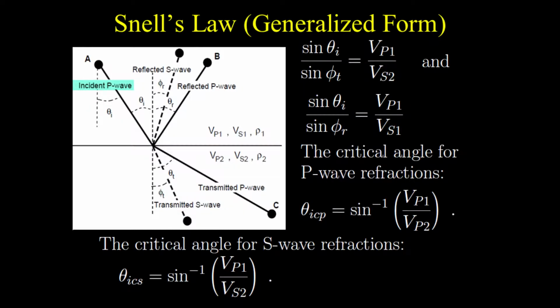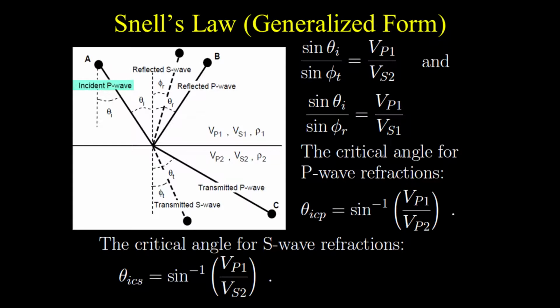The angles of the reflected S wave, phi r, and the transmitted S wave, phi t, are defined in this figure. We have seen in the previous section that when theta t reaches 90 degrees, Snell's law predicts the critical angle from which P wave refractions occur. In the elastic case, a second critical angle can occur when phi t, that is, the angle of transmitted S waves, reaches 90 degrees. Snell's law predicts another critical angle from which such S-wave refractions occur.